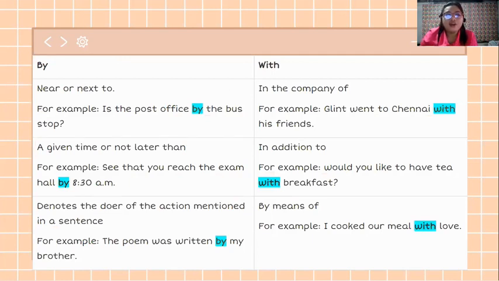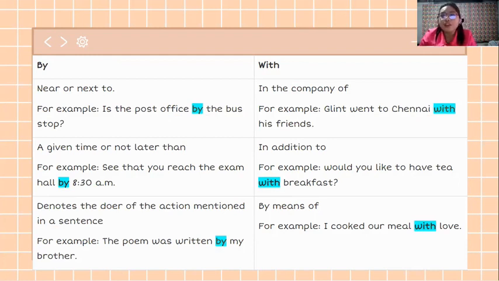Okay, so by: near, or next to. For example, is the post office by the post? A given time or not later than. For example, see that you reach the exam hall by 8:30 a.m. It also denotes the doer of the action mentioned in a sentence. For example, the poem was written by my brother.